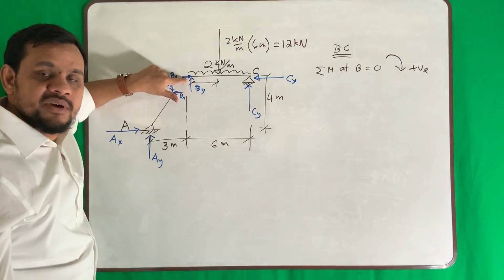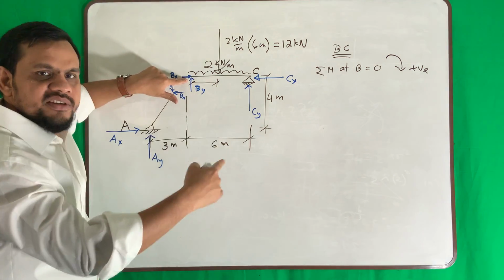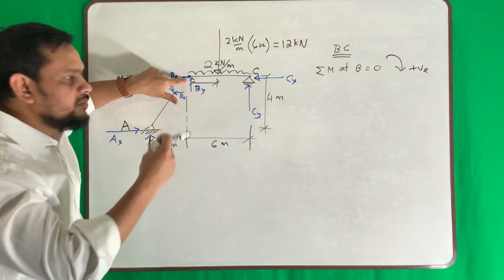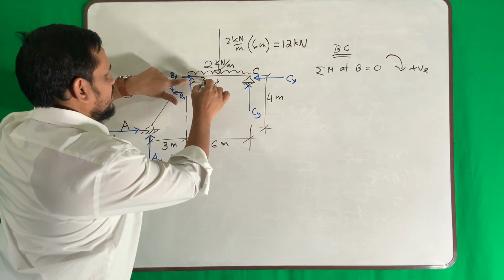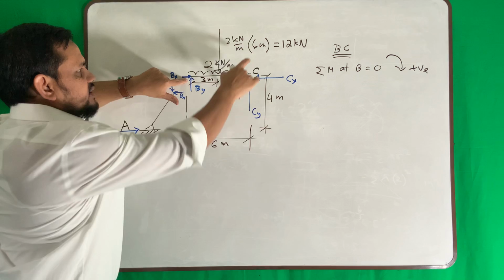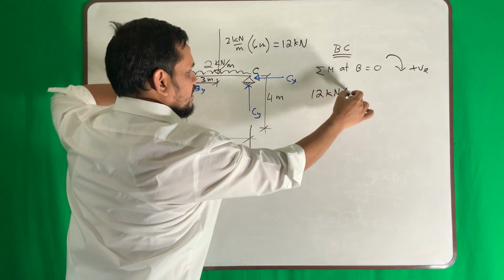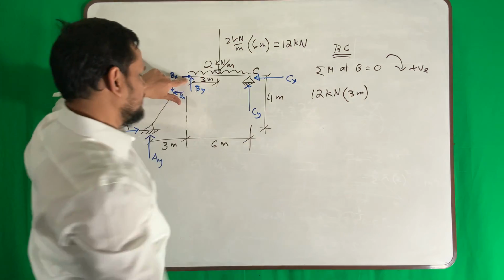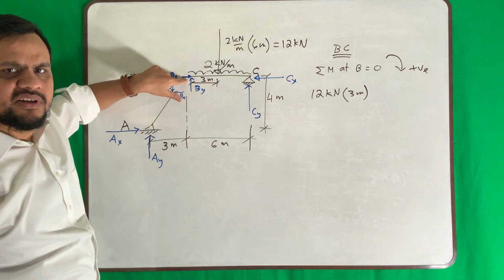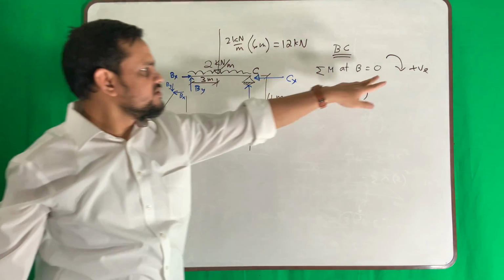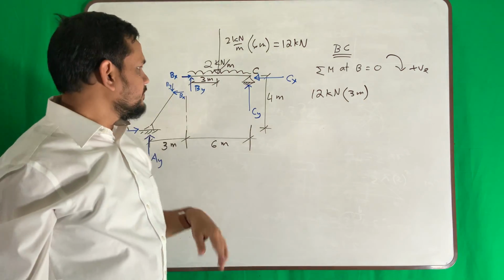It is acting at the middle. How do I know it is at the middle? Because it is a uniformly distributed load, its centroid is at the middle. So this will be 3 meter. So what is the moment by this? Moment by this will be 12 kilonewton times 3 meter. Is it positive or negative? Positive, because I assumed clockwise positive.